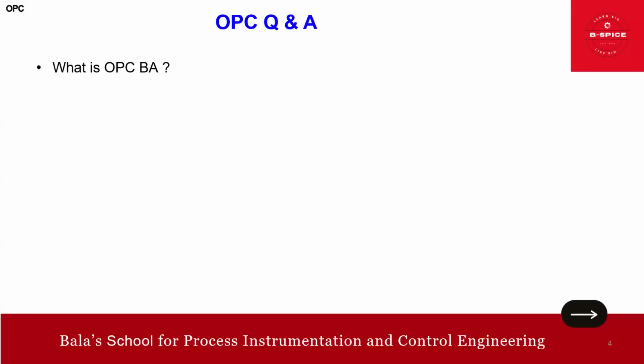A few more to add on. What is OPC BA? We never heard about this. BA is nothing but Batch Automation. It's a standard that facilitates the exchange of batch process control data. So what is OPC DSC? OPC DSC stands for OPC Device Set Configuration. It's a standard that allows for the management of device set configuration.